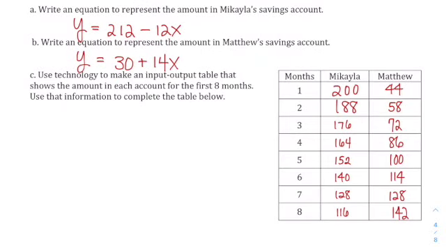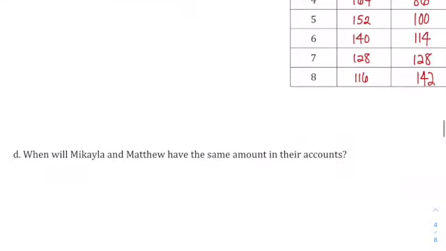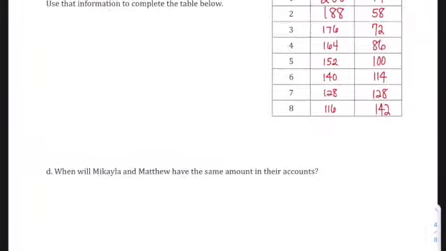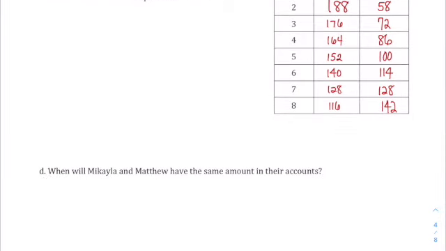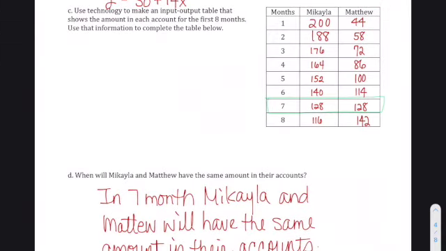So now the next question says, use technology. Well, we've done the technology. It gives us the numbers of the first 8 months. Use that information to complete the table below. So we've done that. So D says, when will Michaela and Matthew have the same amount in their accounts? If you guys look at it, it's actually right here. Number 7. So in month 7, they both will have the same amount in their account. So let's write that down. In 7 months, Michaela and Matthew will have the same amount in their accounts.